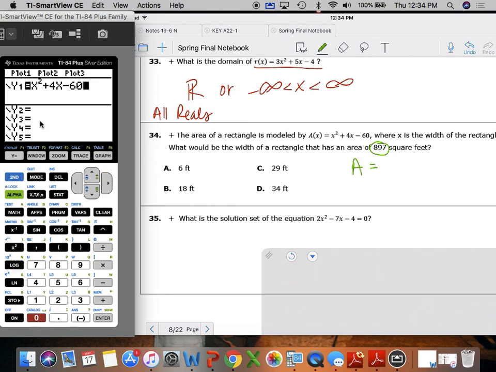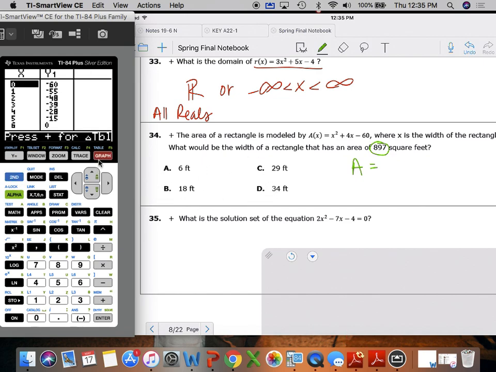So I have x squared plus 4x minus 60 listed in y equals. Now remember, they're giving me an area, so they're basically giving me a y value, which means all of these are widths, which are x values. So if I go second graph, I can look at the table. So option A is 6 feet. Well, when x is 6, y is not 897. Option B is 18.